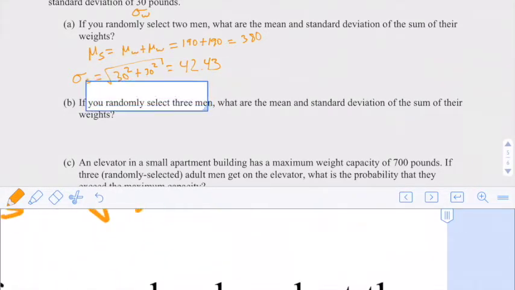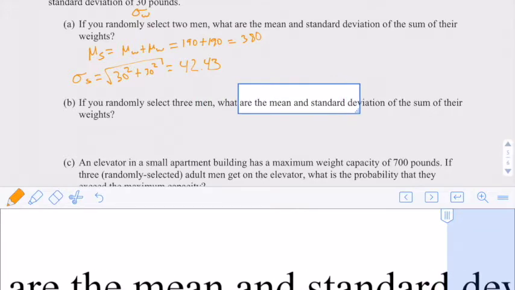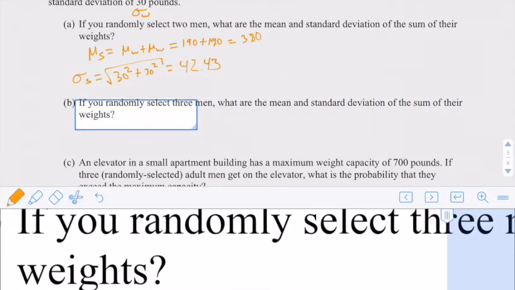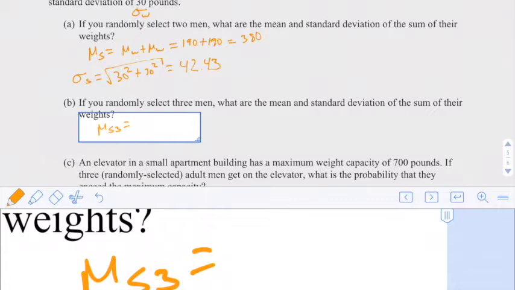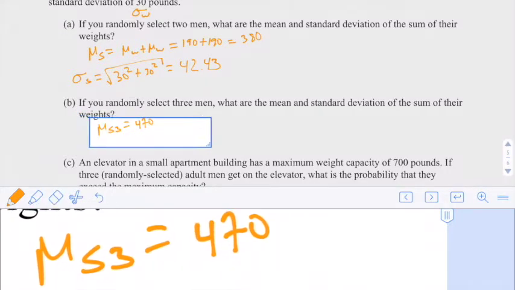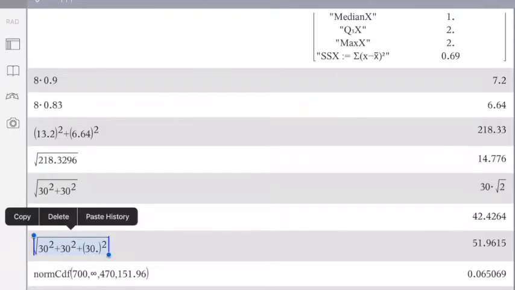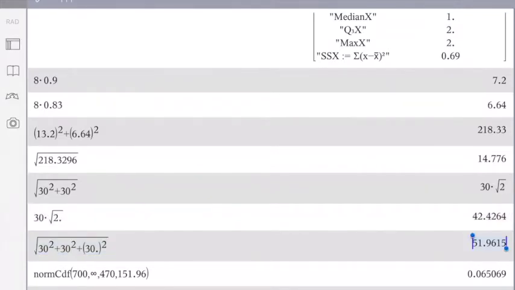If you randomly select three men, what are the mean and standard deviations of the sum of their weights? Well, we just need a third one. So the sum of the three men is what I'm going to call S3. So I'm going to add one more male mean. So I'll get 470 pounds for the three. And then our standard deviation, 30 squared plus 30 squared plus 30 squared, all square rooted, is 51.96.